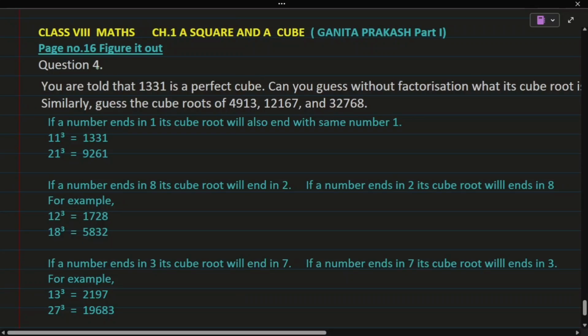Today in this video we will discuss chapter 1, A Square and a Cube, page number 16, Figure It Out. In that, question number 4. The question is, you are told that 1331 is a perfect cube. Can you guess without factorization what its cube root is?